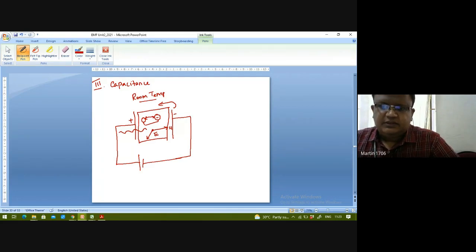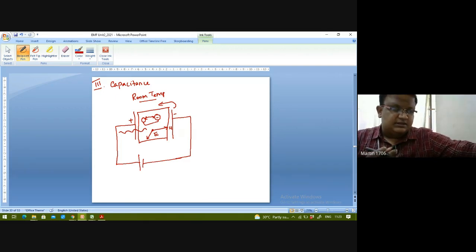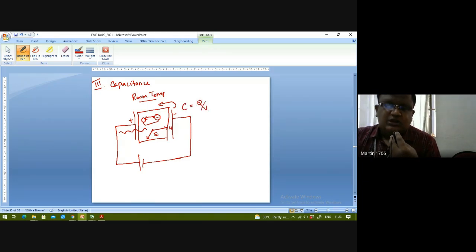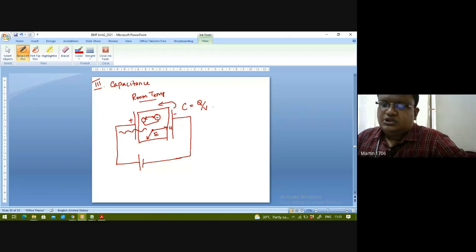As per your capacitance equation, what is the definition of the capacitance? It is nothing but C equal to Q by V, that is, charge per unit potential.